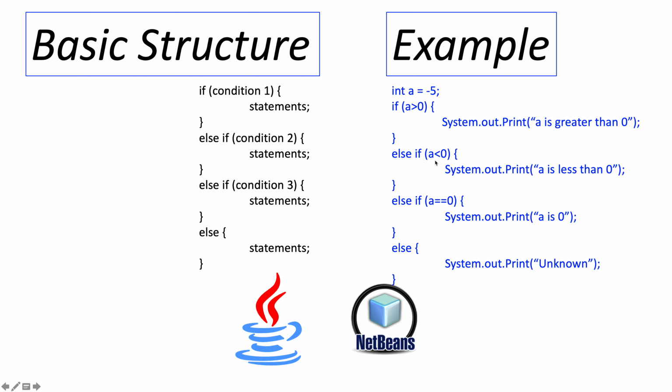Now the second condition is: is a less than 0? This condition is true. So now the program will execute the statements written under the second brackets. In the output console we will see that a is less than 0 is written, and then it will never check for other conditions.